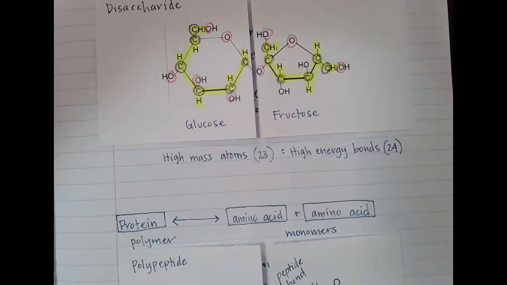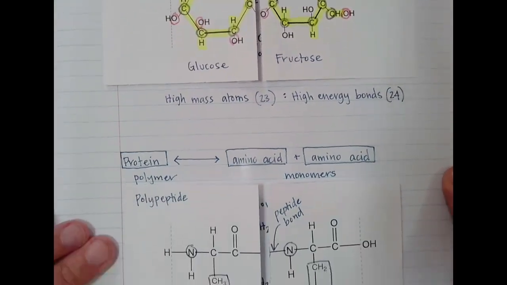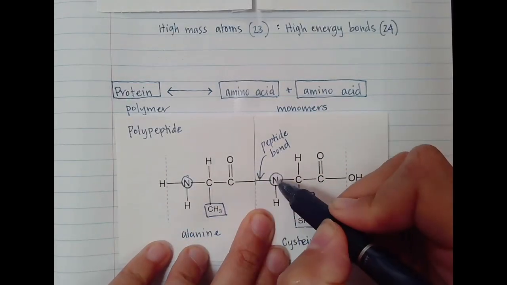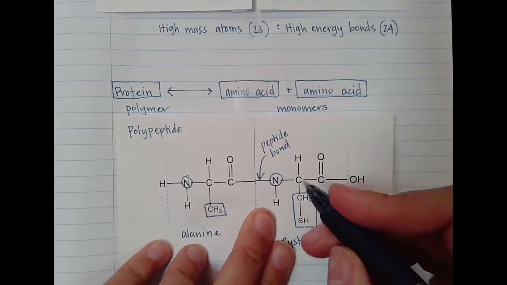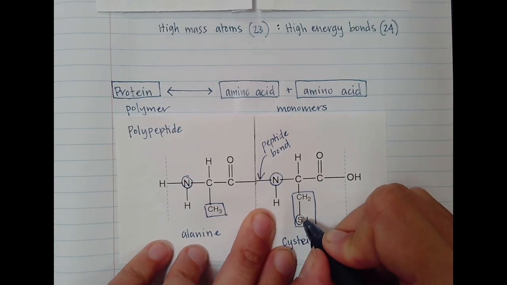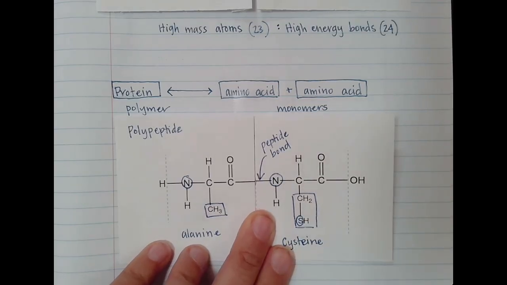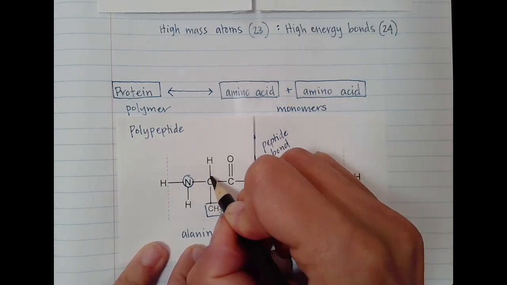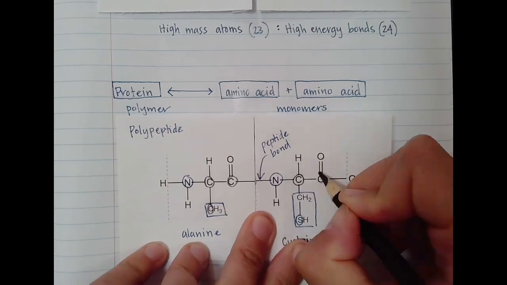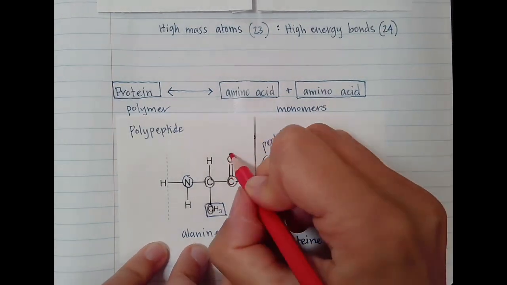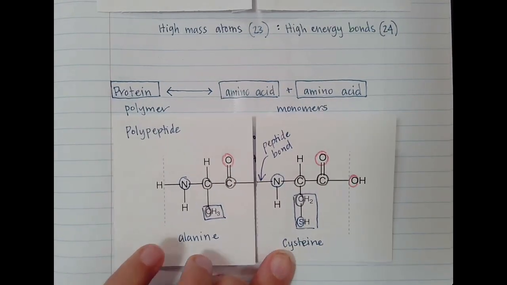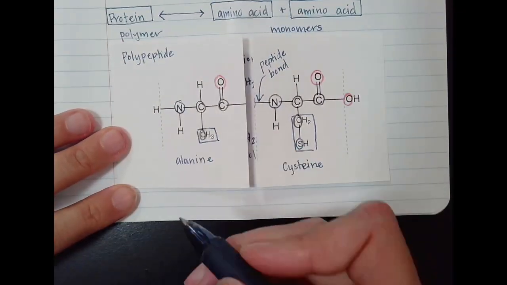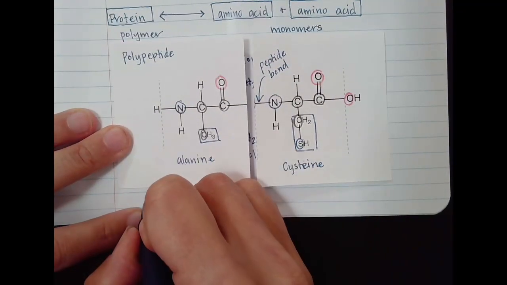Let's look at my polypeptide. So we're going to do the same thing. This time though, I also have nitrogen. That's going to be a high mass atom, and sulfur is going to be a high mass atom. So I'm going to start with those and then continue counting. Carbon is black. Oxygen is red. And in the end, for this one, I am going to have about 12 high mass atoms.